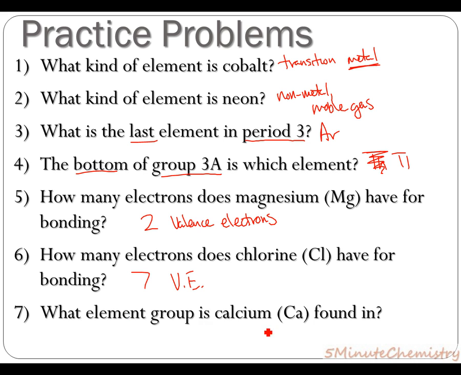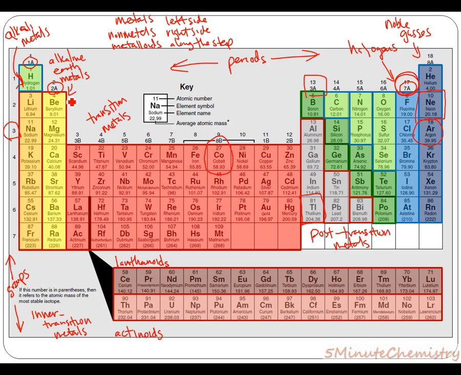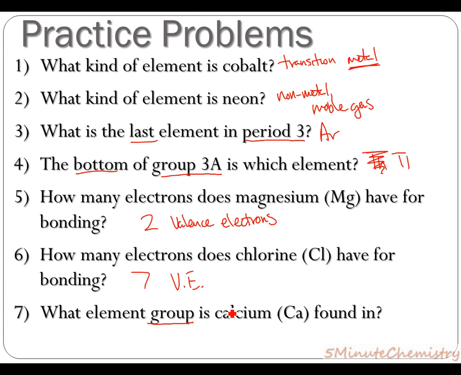What element group is calcium found in? So I want to know what group calcium is found in, and that is group 2A. Specifically, the element group is the alkaline earth metals. So calcium is an alkaline earth metal, found specifically in group 2A.